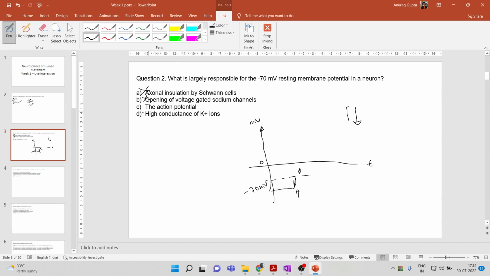And option C is also not the correct answer, because there's no link between resting membrane potential and action potential as such. And the fourth option is D, high conduction of K plus ions. This is the correct answer. So let us see why this is the correct answer.